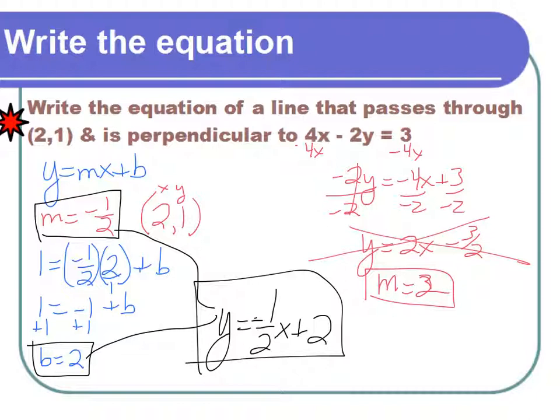So your goal when you're writing these lines is always somehow get around to finding a slope and a y-intercept. And there's a lot of different things that they can give you, but that's what you're working towards every time.